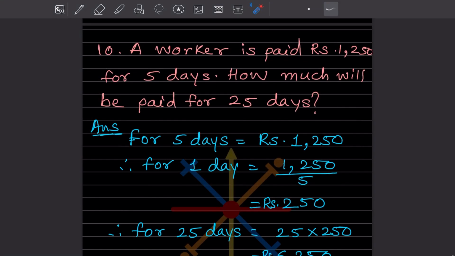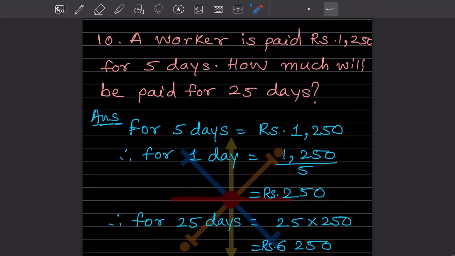Now, in the next one, it says that a worker is paid rupees 1250 for 5 days. How much will be paid for 25 days? Now look at the first sentence. It says that for 5 days, it is 1250. So now what will we do? We will see for 1 day. So 1 day will be how much? 1 into 1250, that is going to be 1250, and this is going to get divided by 5. So it is going to be 250. So now let us see this.